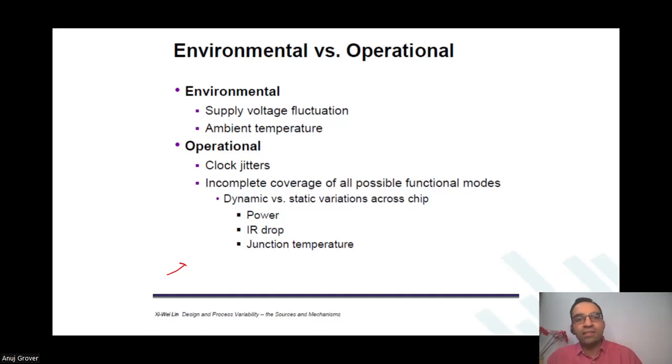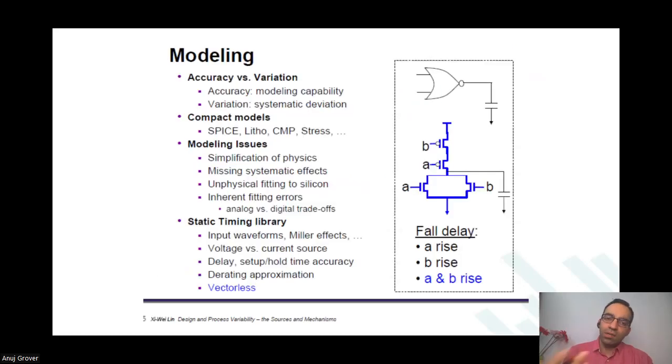Then, as Raghav was just asking, there are some variations which are environmental in nature. For example, supply voltage fluctuations could happen, temperature could change. And there are some variations which are operational in nature. For example, clock jitter, and static and dynamic variations in terms of IR drop, junction temperature, and all those things across the chip. So when we say environmental variation, it means you decided to run the chip at 1.0 volts instead of 1.1 volts. That is a supply voltage variation.